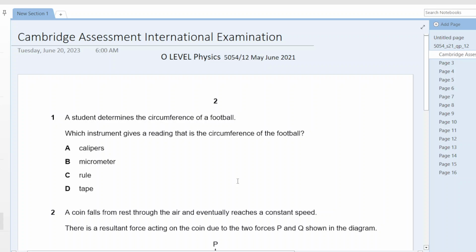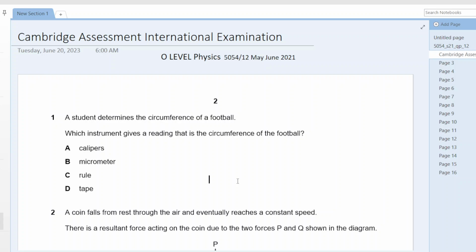Today I am solving O-level physics May-June 21 variant 12. At question 1, a student determines the circumference of a football.